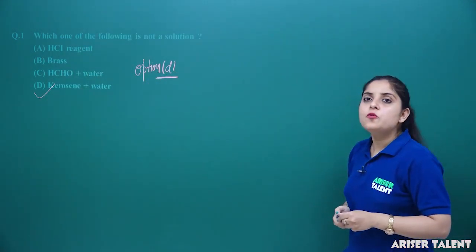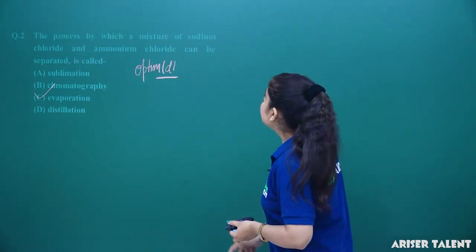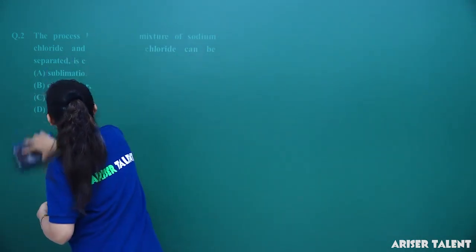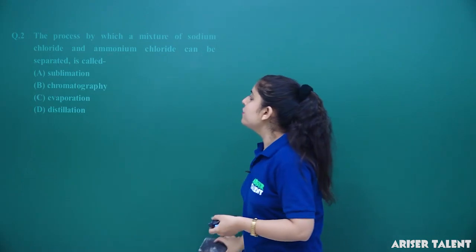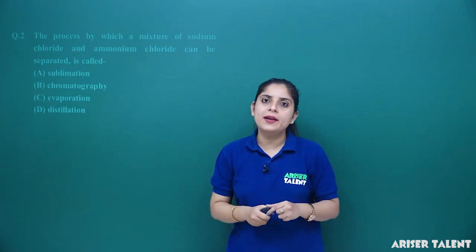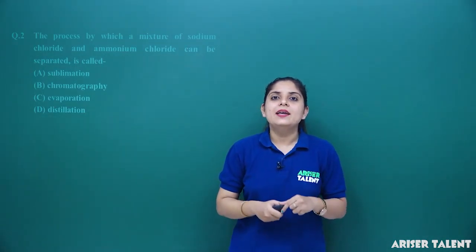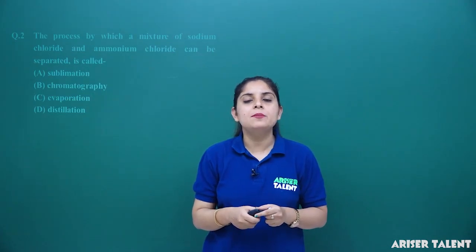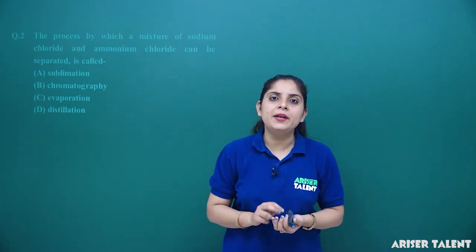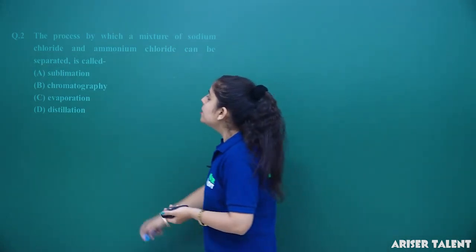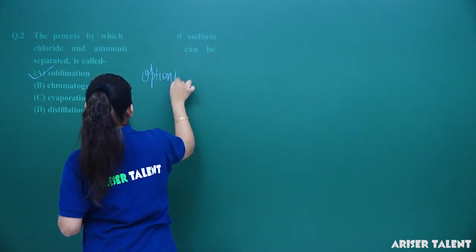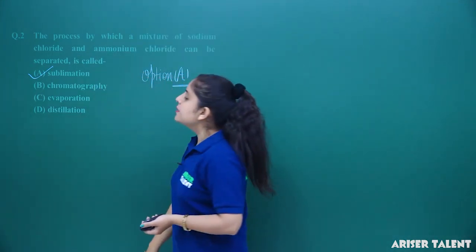Now, let's move forward to the next question. The process by which a mixture of sodium chloride and ammonium chloride is separated. This part we have discussed in our chapter: among ammonium chloride and sodium chloride, ammonium chloride has a tendency to form vapors. It means it is going to sublime very easily. So the process used to separate both of them will be sublimation only. So option A is correct here. The correct answer will be sublimation.